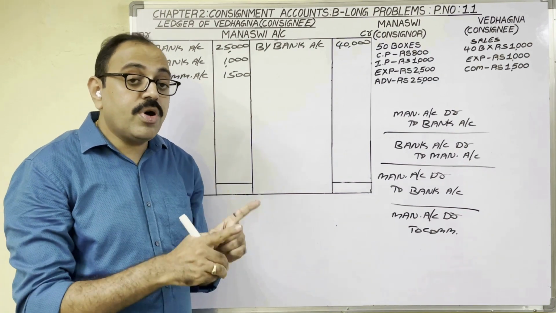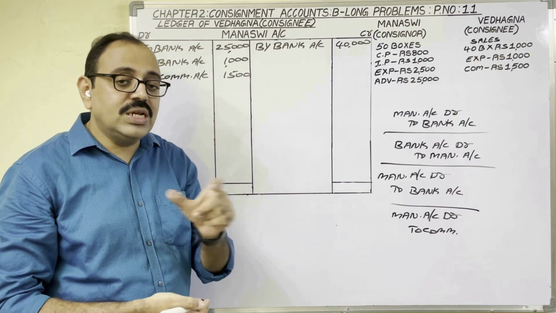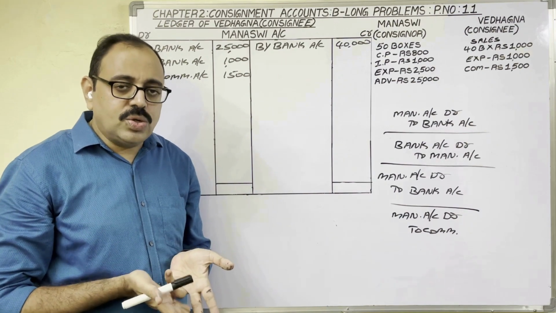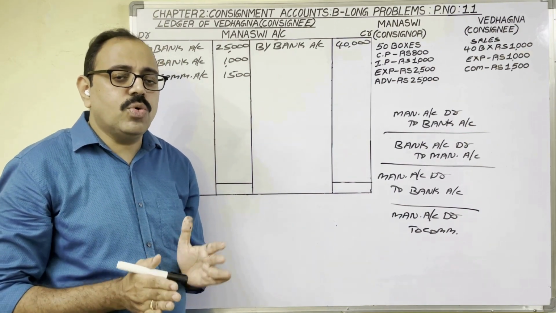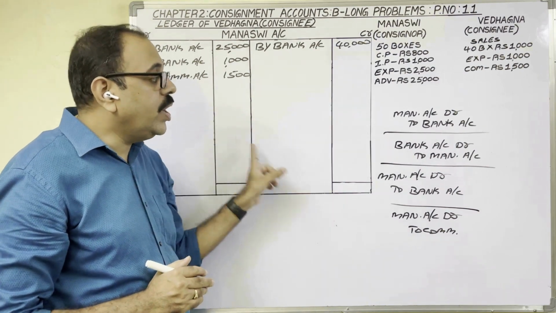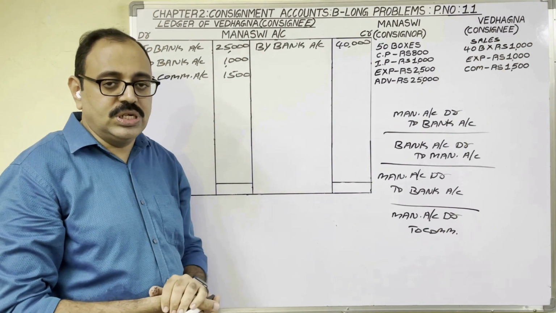See, there is no adjustment towards invoice price. Why are invoice price adjustments needed? To know the correct profit or correct loss. Who is concerned with the profit or loss in consignment business? The consignor, not the consignee. So the consignee is concerned with only his commission. That is why we need not show any invoice price related adjustments in consignee's books.